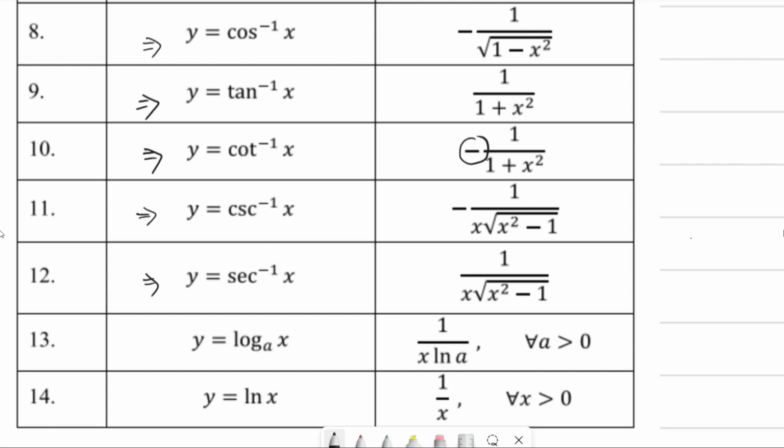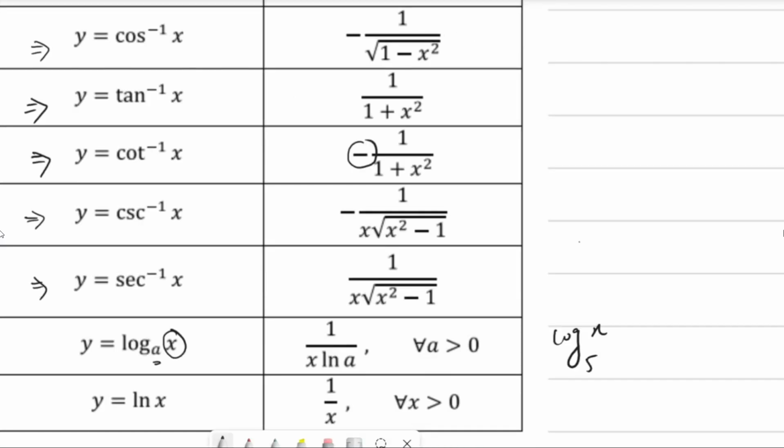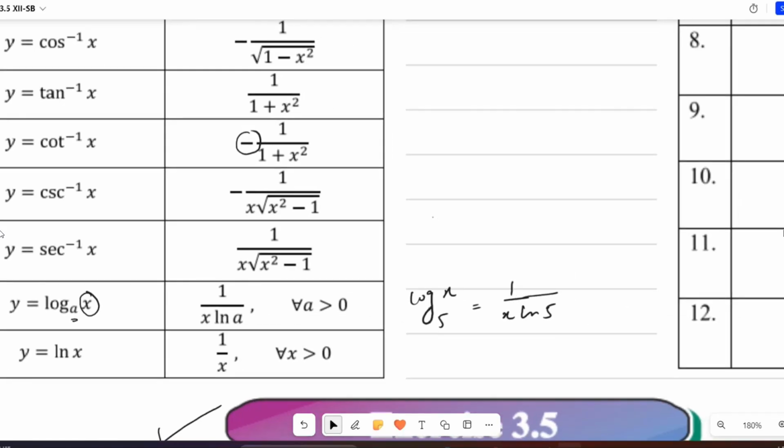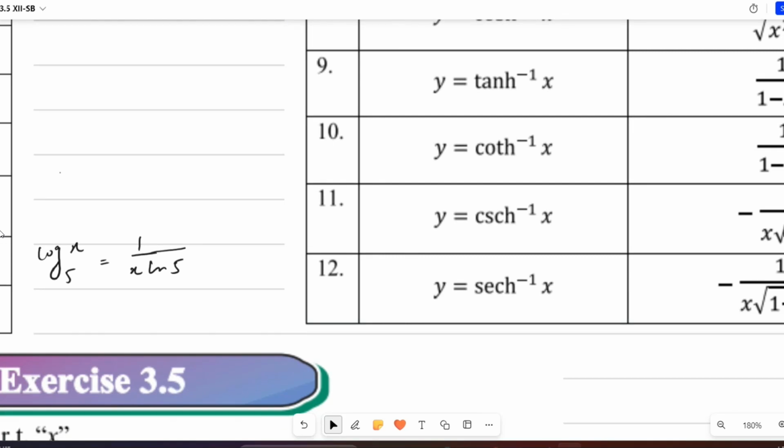Fine. And if we are having y is equal to log x to the base a, then it would be 1 upon x into ln a. For suppose if we are having log x to the base 5, then it would be written as 1 upon x and ln 5. Next one is if y is equal to ln x, then its derivative would be 1 upon x. These were some important formulas, and now let's discuss some hyperbolic formulas.